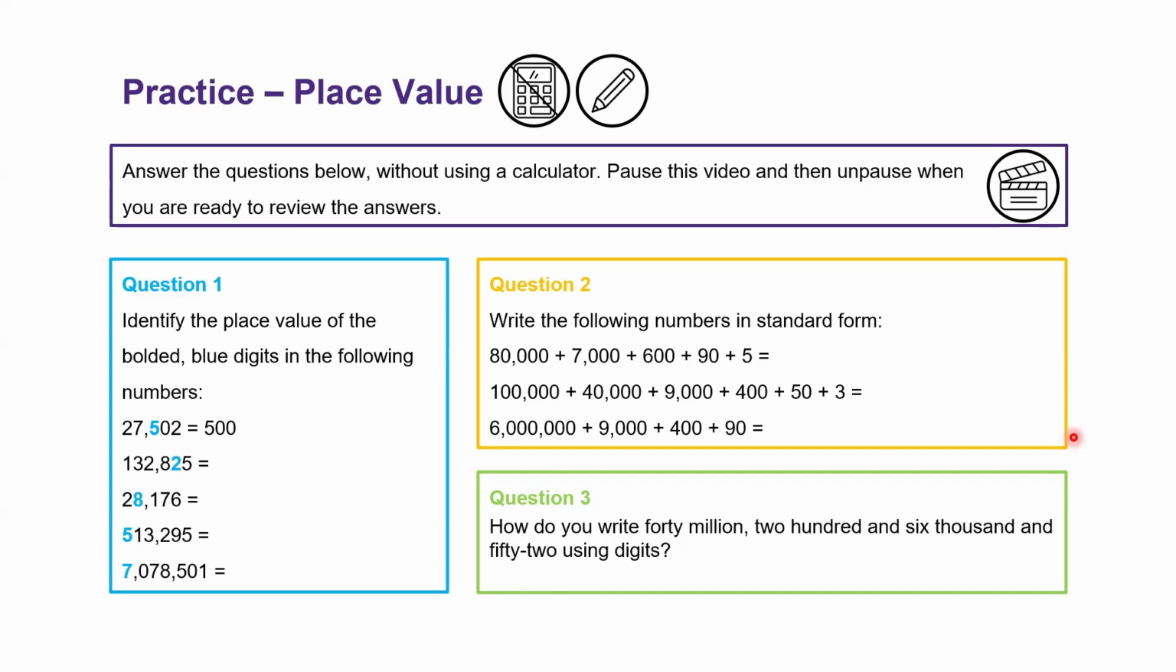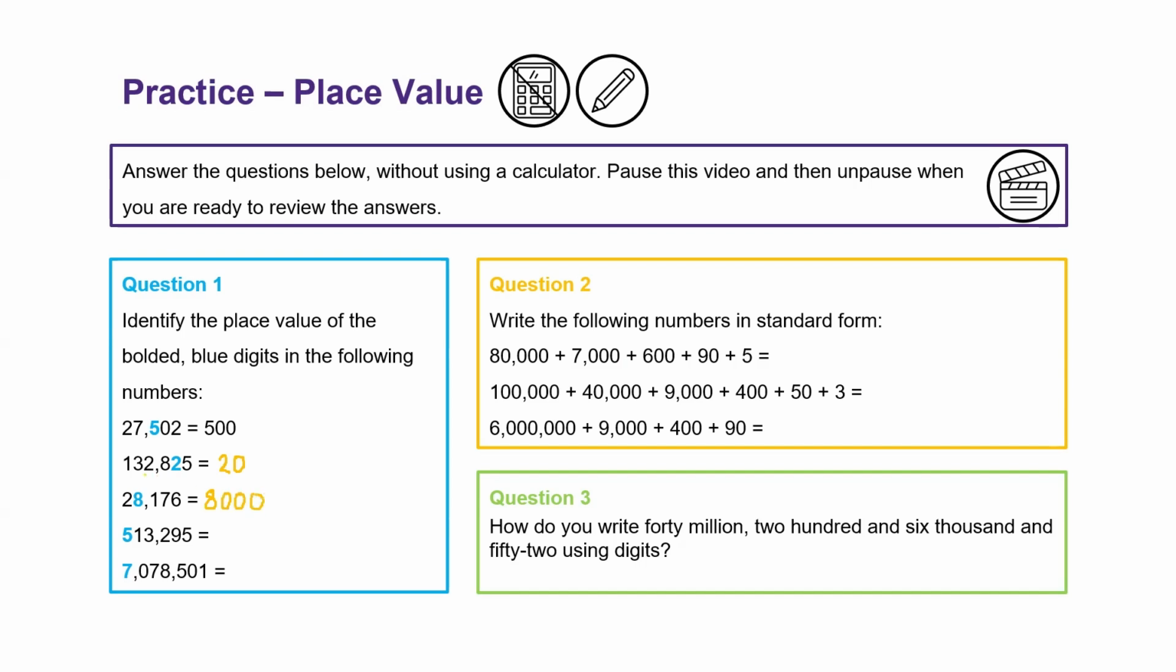So, okay, let's go through these answers. In question 1, we need to identify the place value of the bolded blue digits in the following numbers. So I've already done the first one for you. That 5 here means 500. Here we have a 2 in the tens column. That's the same as 20. In this number here, we have an 8 in the thousands column. So that's the same as 8,000.